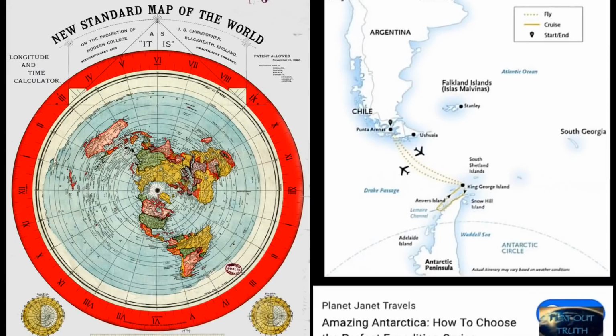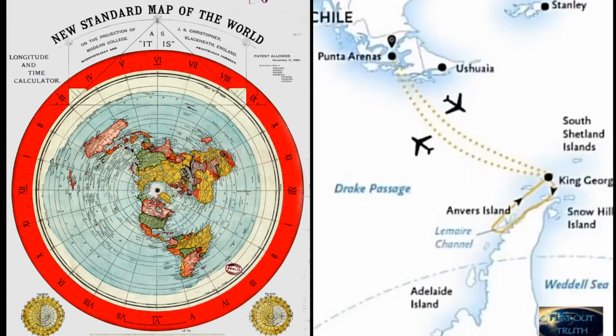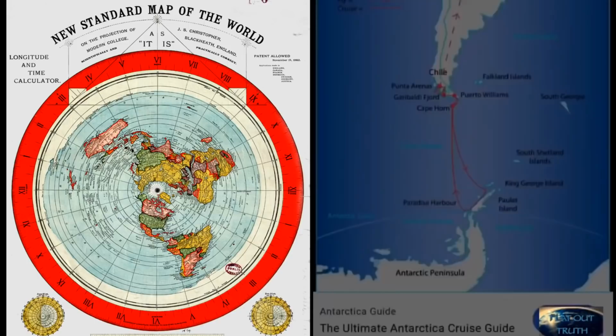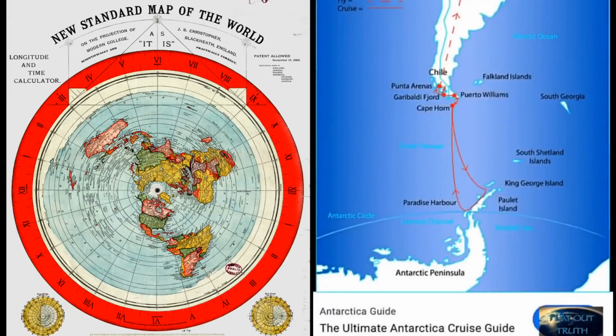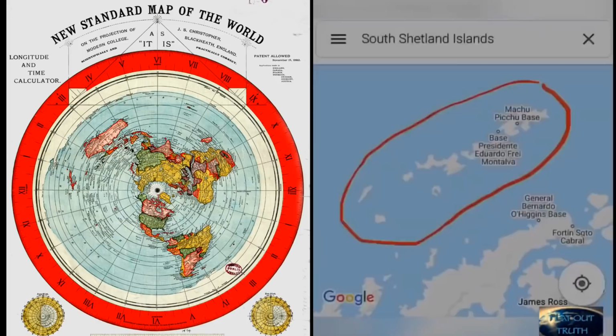Okay, here we have the flight and cruise route for a tour to Antarctica from Planet Janet Travels. Let me zoom in on that a little better where you guys can see it. There we go. Now let's switch over to this map of the route so you can see the names. It leaves out of Cape Horn, goes past the South Shetland Islands along the Antarctic tail, and then back up.